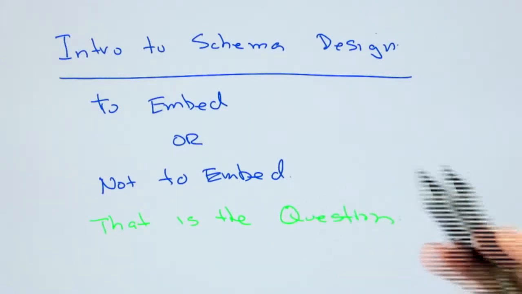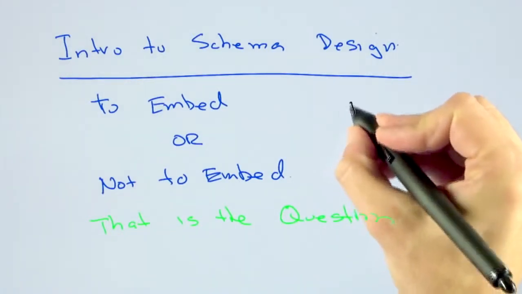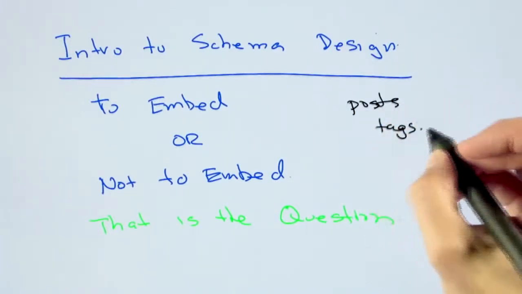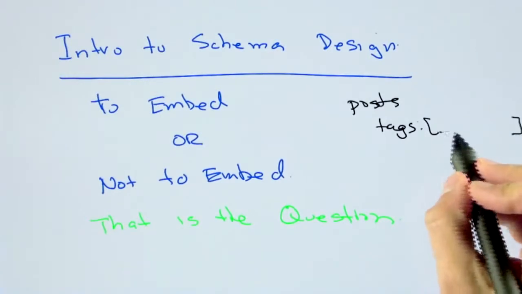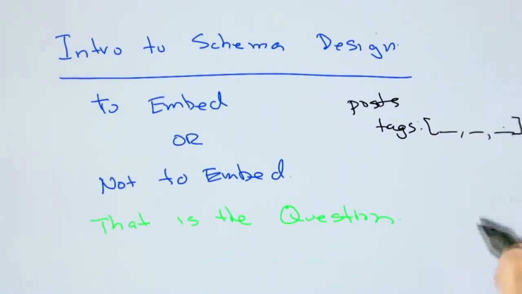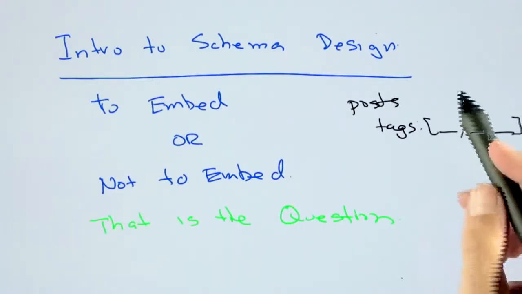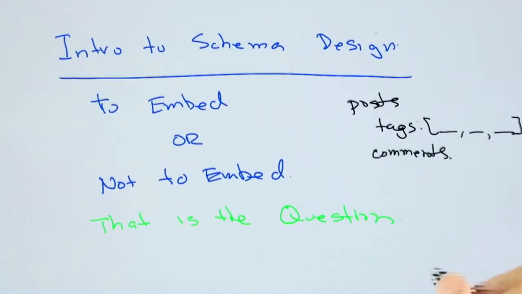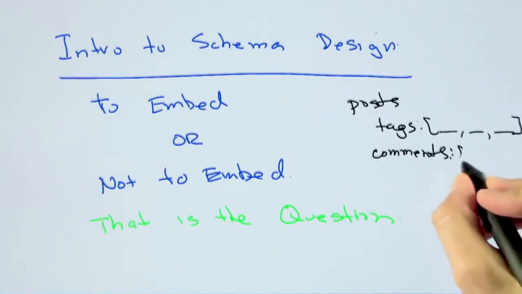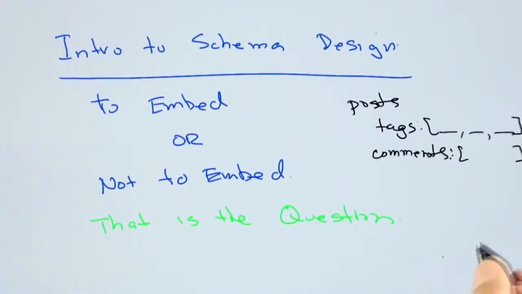For example, in the schema that we finally decided on for this problem, the posts collection had a tags array right inside it. And the tags array had tag names that potentially might be duplicated across the different posts. So why embed that versus put it into a separate tags collection? You can have the same question for the comments. Why did we embed those versus have them in a separate collection?